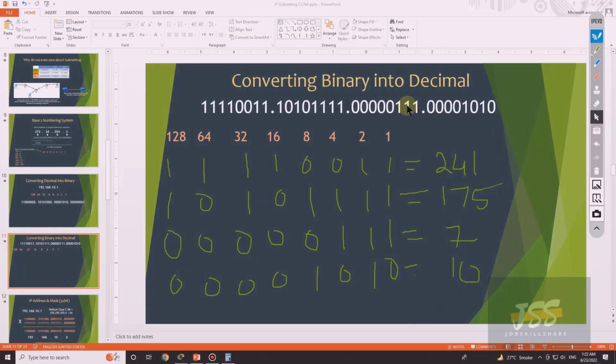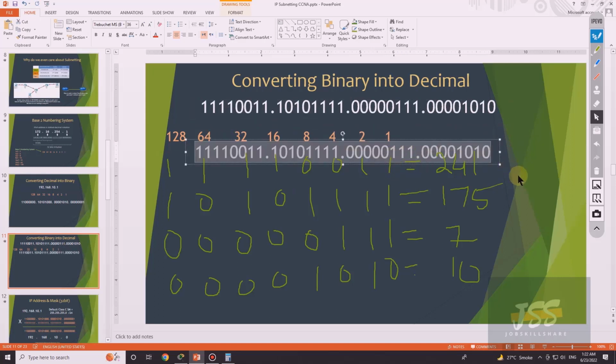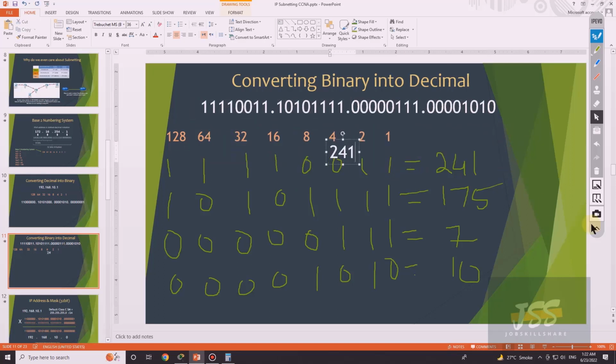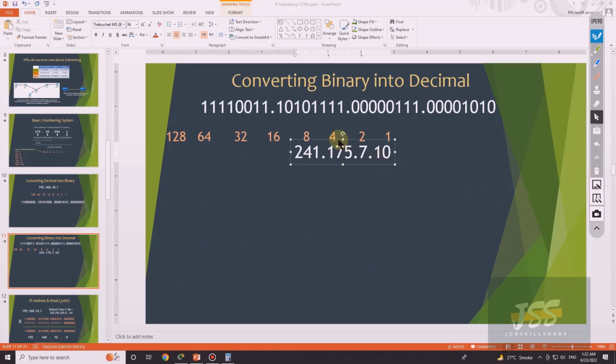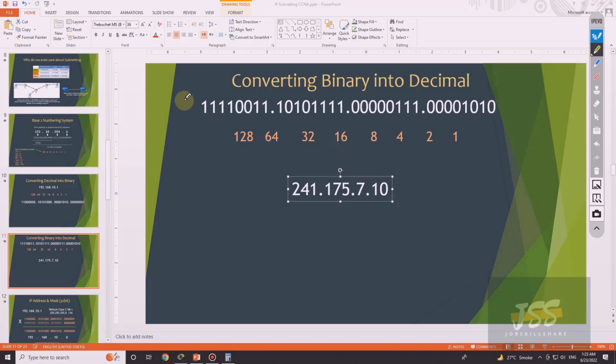The IP address, basically, if I just copy this one, we'll type 241.175.7.10. Okay, and I'm going to remove the rest of the content that I have put. So we converted our binary notation into decimal.